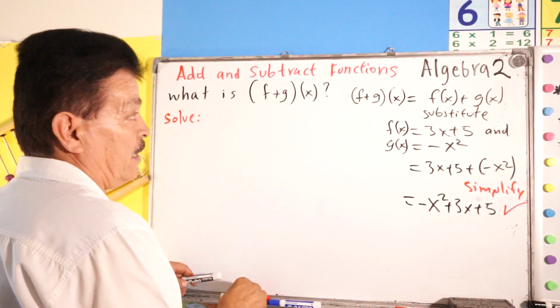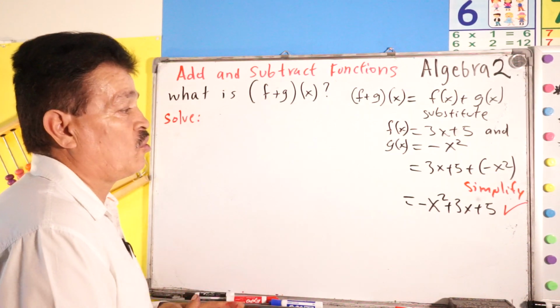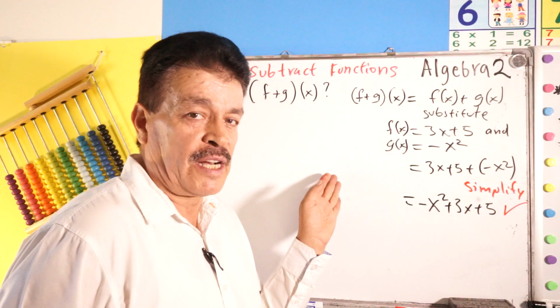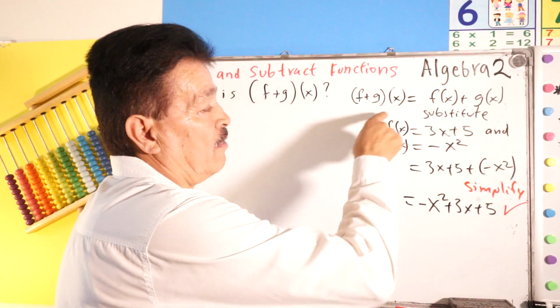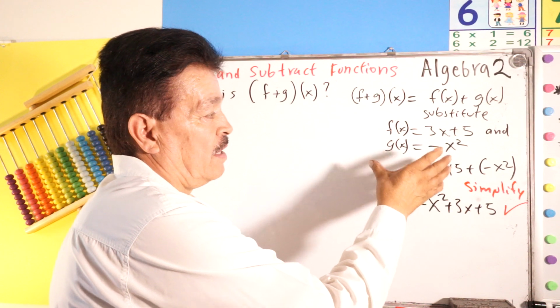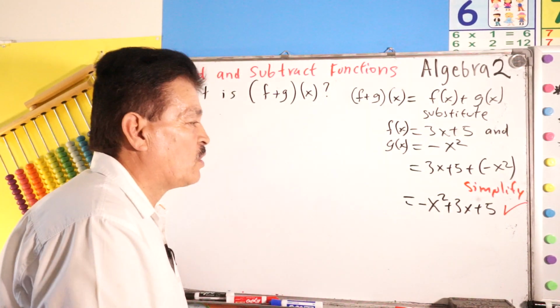So that's it. Three examples about adding and subtracting functions. It's the same thing when you subtract. Just write it here with minus. So f minus g of x, and it's the opposite of addition. It is similar to this.